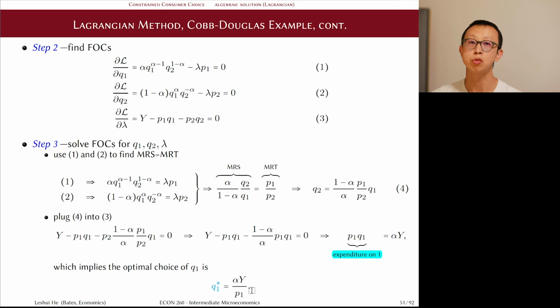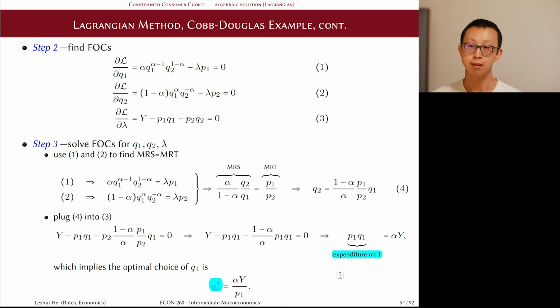It says that once you tell me what is alpha, what is y, and what is P1, I can tell you exactly how I should choose Q1 to maximize the utility. And this is it. So we're going to put a star on top of our choice Q1 here to indicate that this is an optimal solution to the problem.